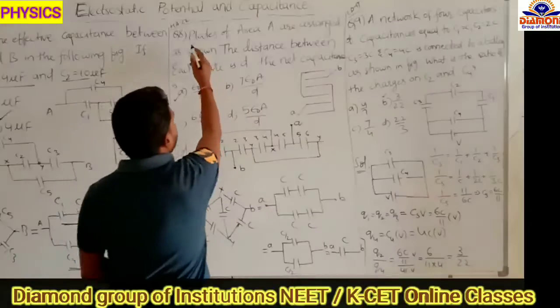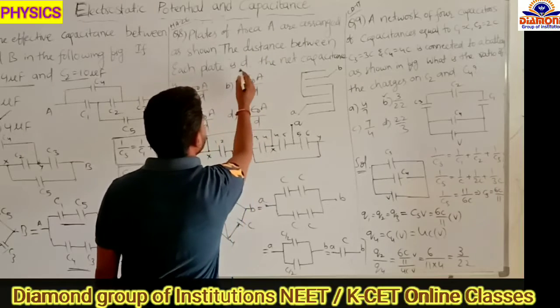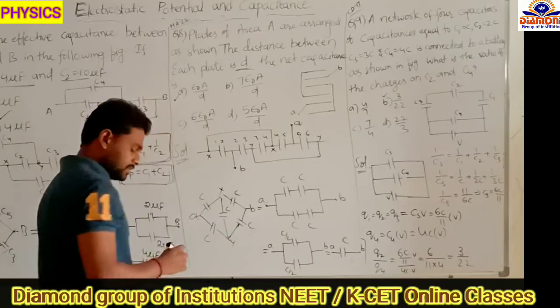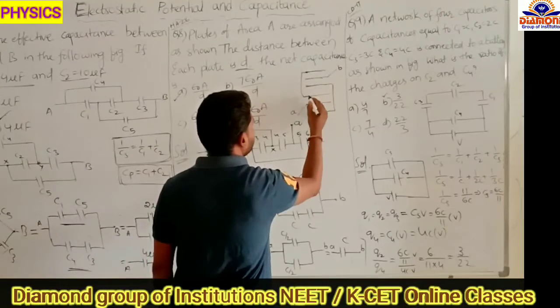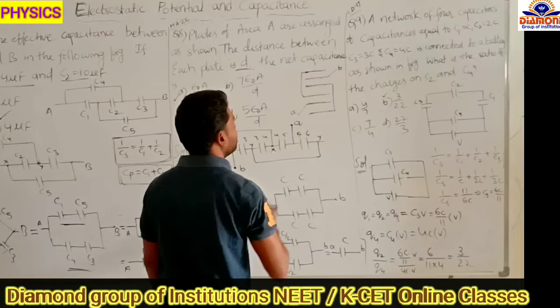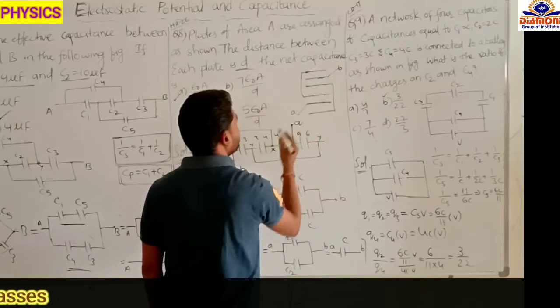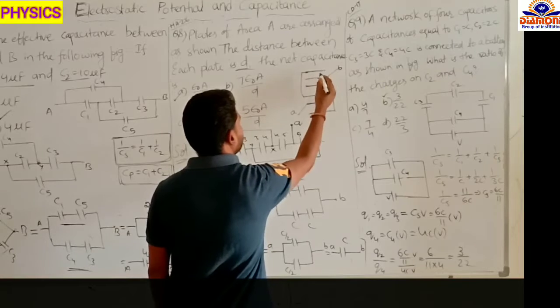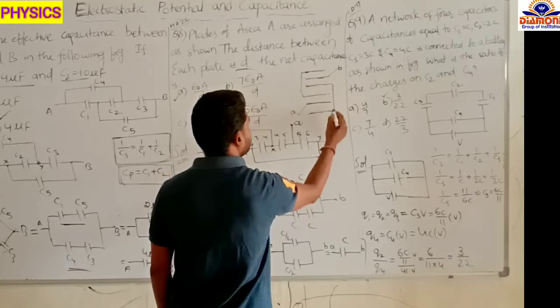Now see, plates of area A are arranged as shown, and the distance between each plate is D. The net capacitance we have to find. Now they have given the diagram here. 1, 2, 3, 4, 5, 6 plates are there. The second plate is connected to B, and the fifth plate is connected to A. The first plate and fourth plate are connected by a wire, and the third plate and sixth plate are connected by a wire.